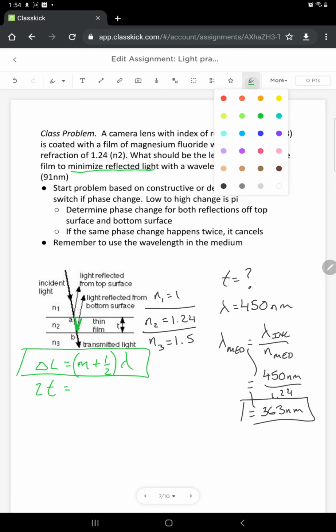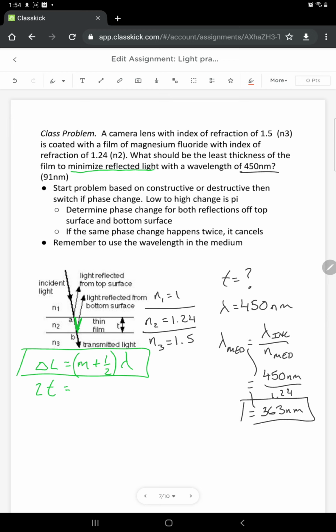We need to look at what happens to the wave. If the wave didn't do anything, this would be our equation. But remember, when the wave hits the top surface, it could invert itself, and when it hits the bottom surface, it could invert itself. We have to do our little checks with the indexes. Let's say there is no change, then this would be the equation, and we want destructive. But to know if there's change or not, we have to look at these indexes, from n1 to n2. We do the two surfaces, the top of the film and the bottom of the film, and compare those.